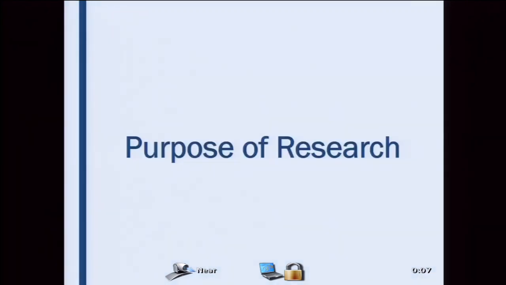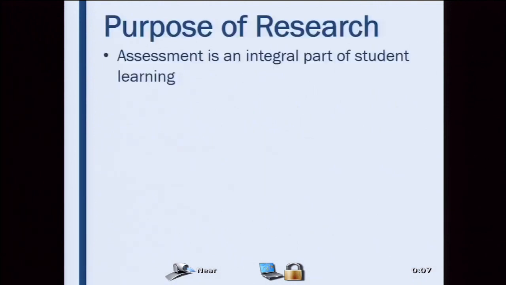So starting with the purpose for our research. The first thing is that assessment is such an important part of student learning. And often it's forgotten that students, when they're learning, need to know and understand why they're being assessed and how they're being assessed. So it's not just looking at the learning, but also aligning our teaching with the assessment that we give.